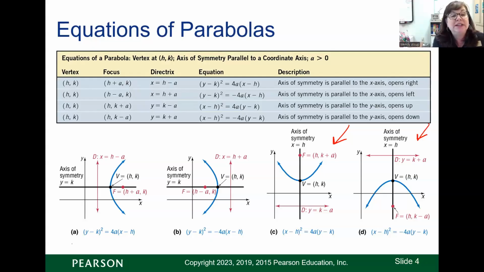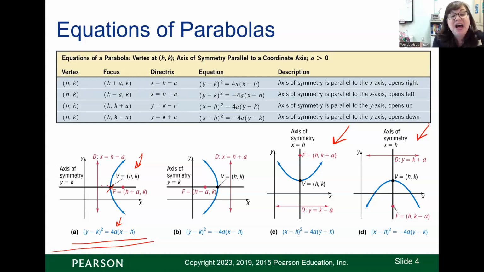If they open right, here is the general equation: y minus k all squared equals 4 times a times x minus h. The a value for all of these is the distance from the vertex to the focus, or the vertex to the directrix. The h, k value is always the x and y value for the vertex. If it opens left, same thing, y minus k all squared, except now our 4 is negative; that's for the left, positive for the right.